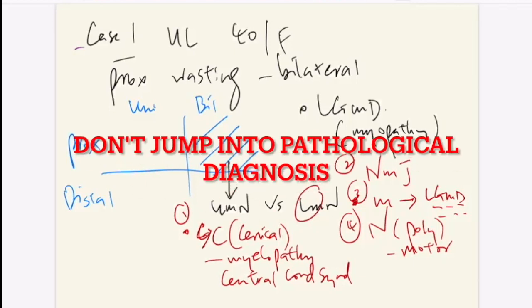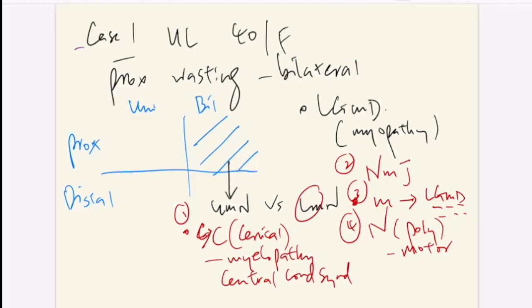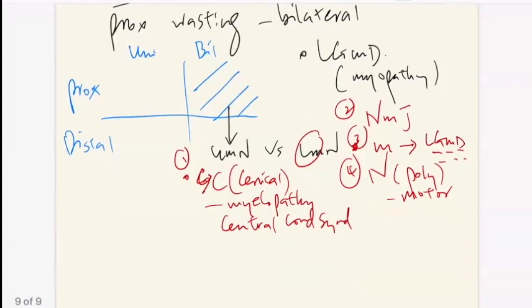So even when someone has bilateral weakness, we don't jump into saying that this is limb girdle. We say that this could be either upper or lower motor neuron, and upper motor neuron lesion can be spinal cord. Lower motor neuron lesion can be neuromuscular junction, muscle, or nerve. I will take away the neuromuscular junction in this case because neuromuscular junction, no wasting.